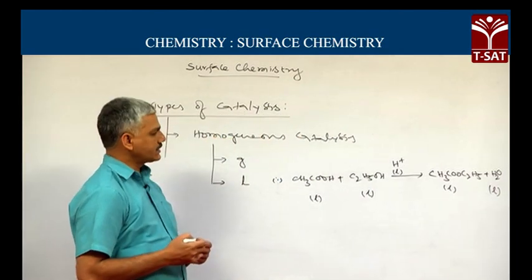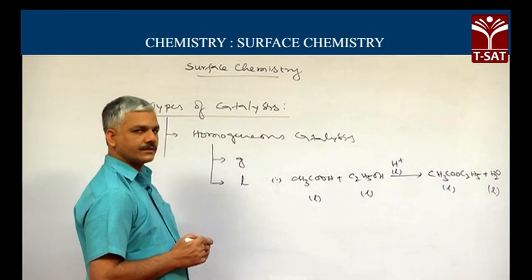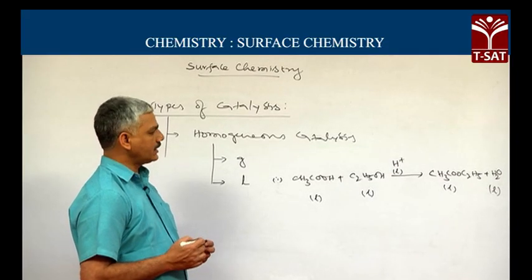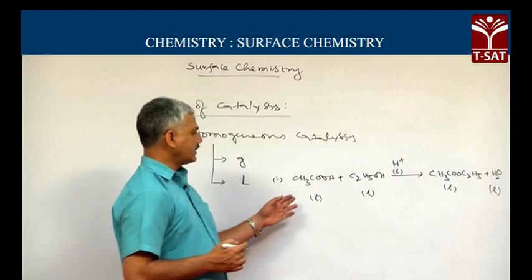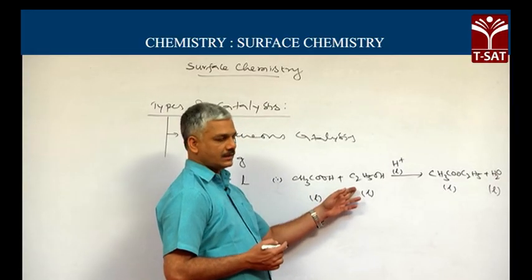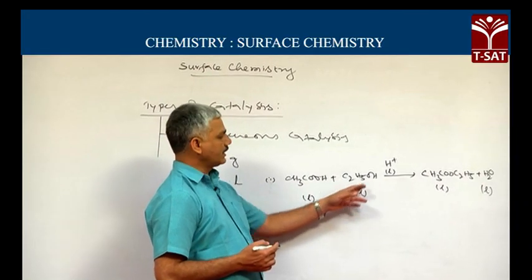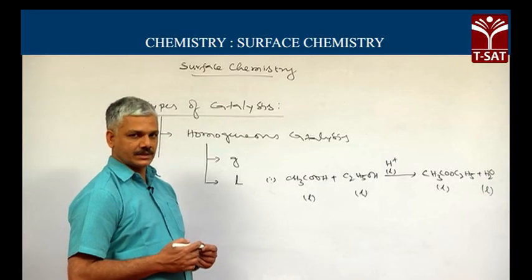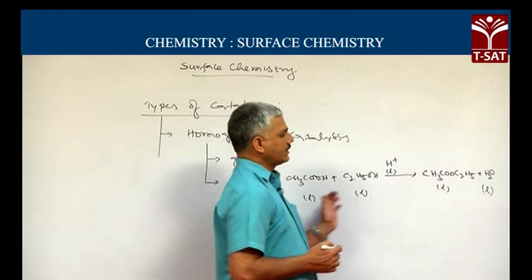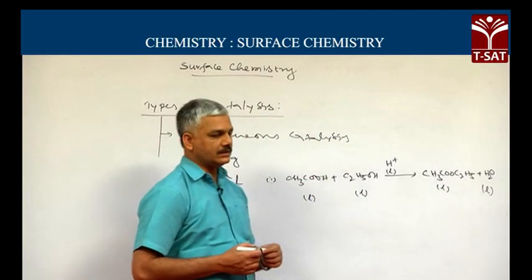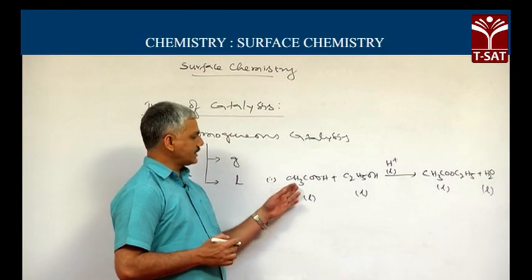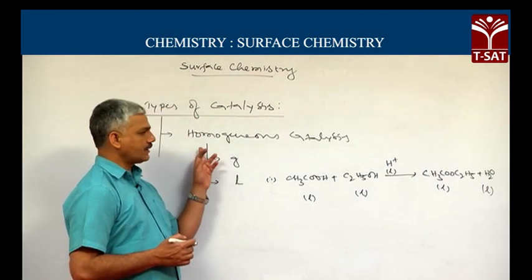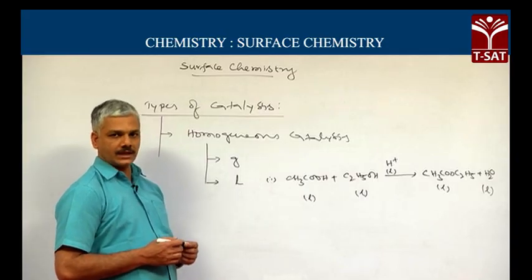Acetic acid reacts with ethyl alcohol in the presence of concentrated sulfuric acid to give ethyl acetate and water. In this reaction, the reactants acetic acid and ethyl alcohol exist in liquid state. The catalyst used, sulfuric acid, also exists in liquid state. In this particular case, the products formed are also in the same physical state. Such catalysis reactions are taken as examples for liquid homogeneous catalysis reactions.